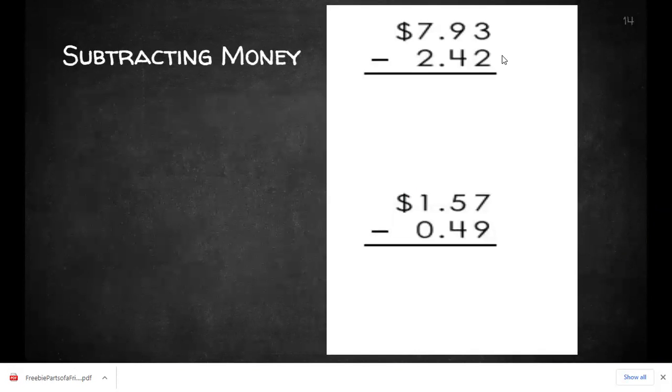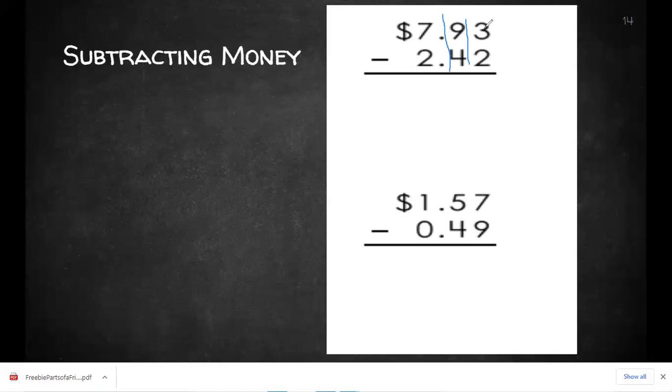Now we're going to go on to subtracting money, which follows the same rules. We need to make sure our decimals are lined up. We need to start all the way on the right when we're subtracting, and we need to make sure that we drop down our decimal point. So I'm going to draw my lines to separate my numbers so I don't get confused on what to subtract.